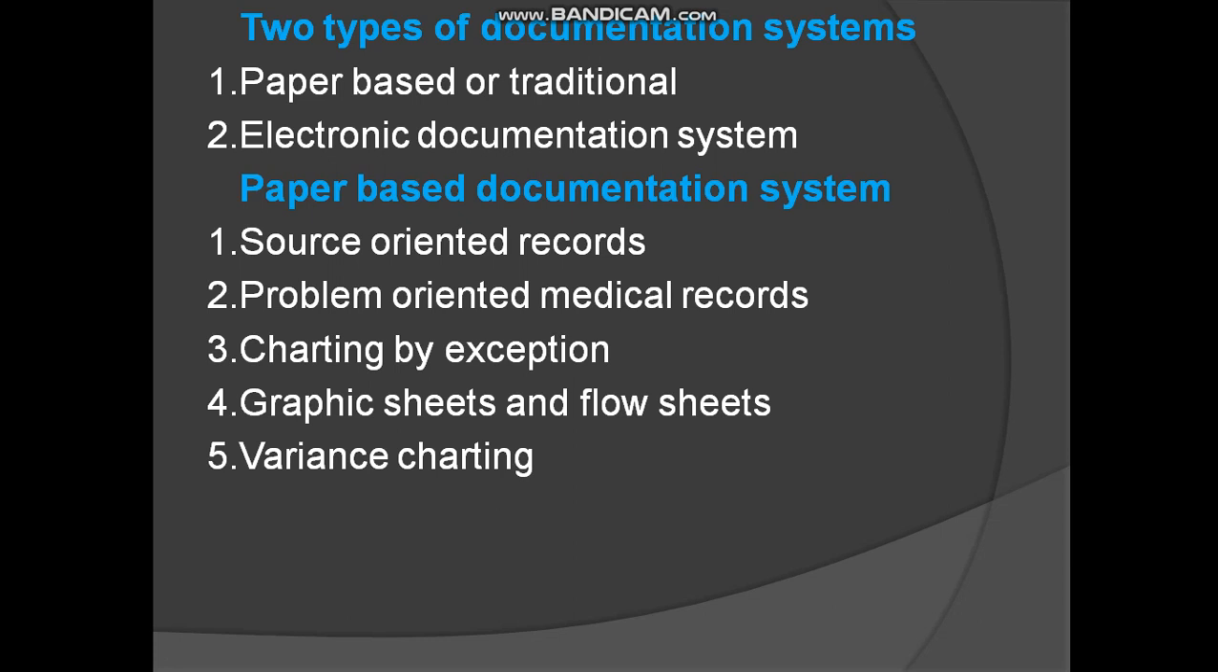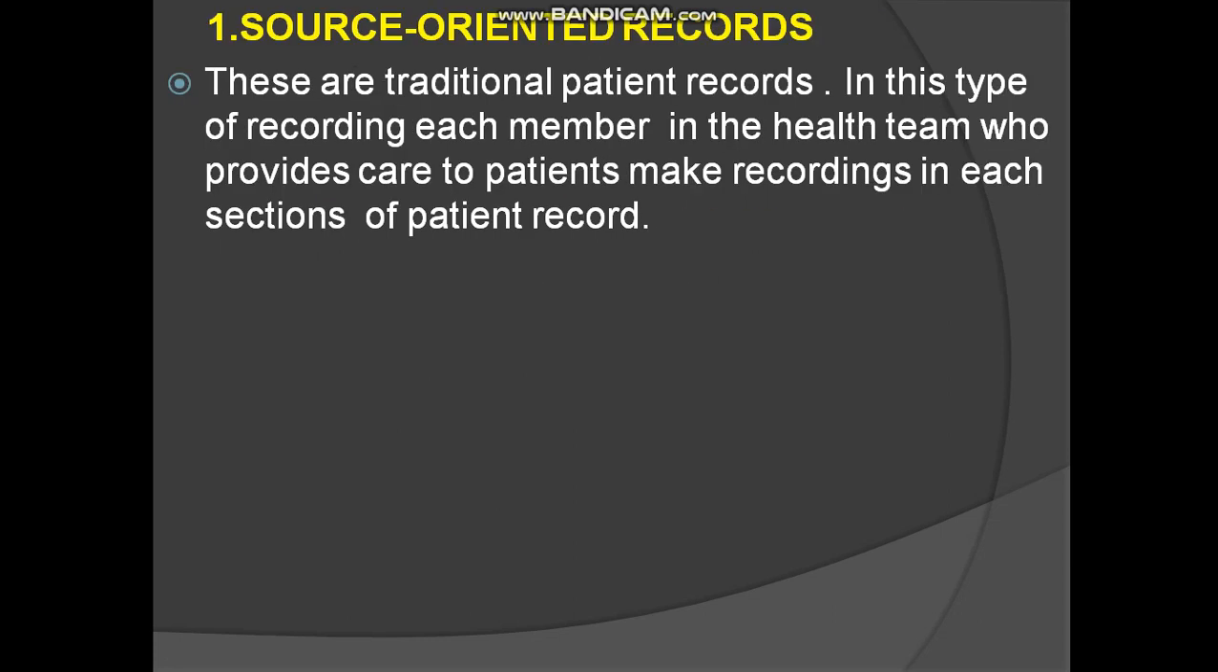The five paper based documentation systems are source oriented records, problem oriented medical records, charting by exception, graphic sheets and flow sheets, and variance charting. You can see the first one is source oriented records.